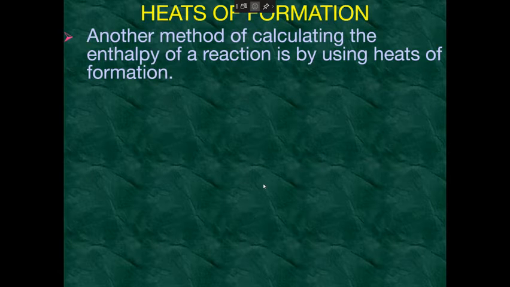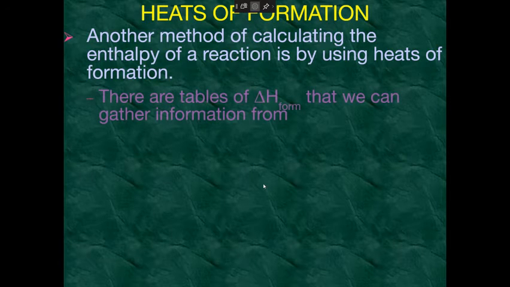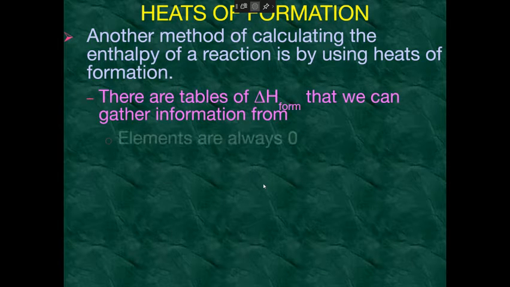So let's first start with heats of formation. This is pretty straightforward. There's tables that you can gather information from, but elements are always zero. And let's talk about this. Because when an element is in its standard state, that's how it likes to occur. That's how it likes to exist. That's the way it's going to hang around.